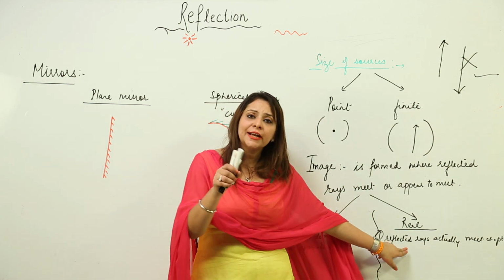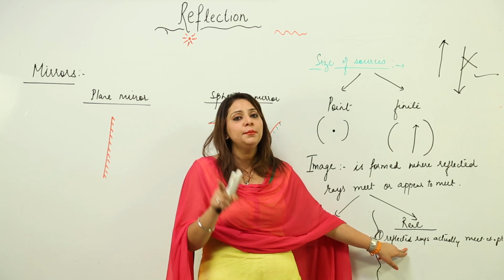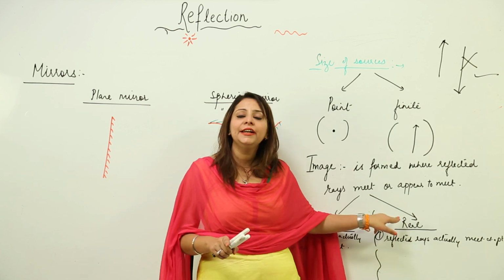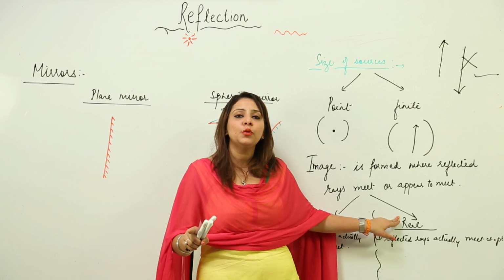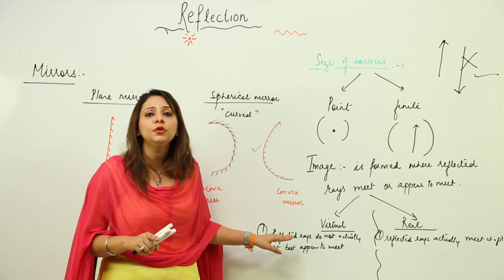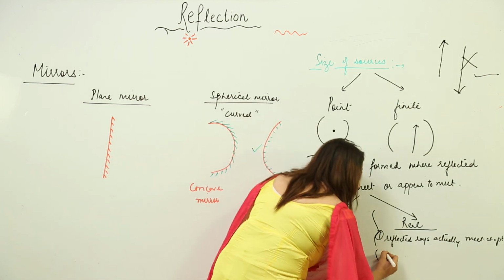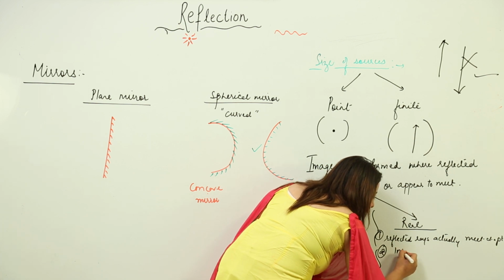When reflected rays are actually meeting at a point, that means there is no hypothetical situation, they are actually meeting at a point, so the image which is formed at that point is real. And when they are not actually meeting, they just appear to meet at a certain point, they are said to be virtual. Real images are always inverted.